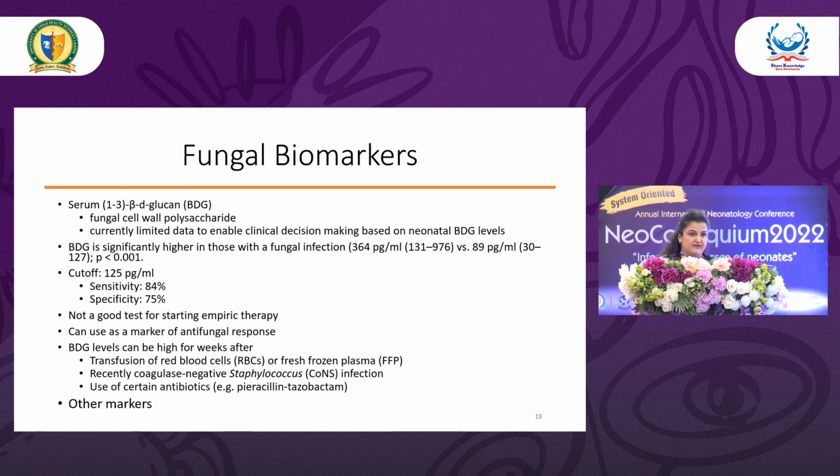With a specificity of 75%, there is a high likelihood that we may also miss invasive fungal infections with a normal BDG. So that is why index of suspicion and clinical instinct is much more important. Also remember that BDG levels can be falsely elevated, especially in case of some antibiotics, specifically Tazocin or piperacillin tazobactam, when there has been previous transfusion of RBCs or blood or FFPs, and a recent coagulase negative infection can result in a falsely elevated BDG.